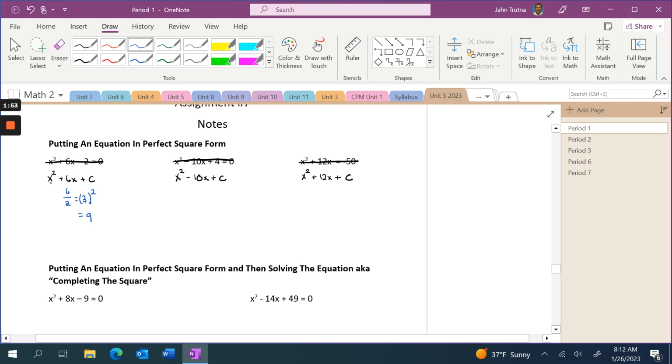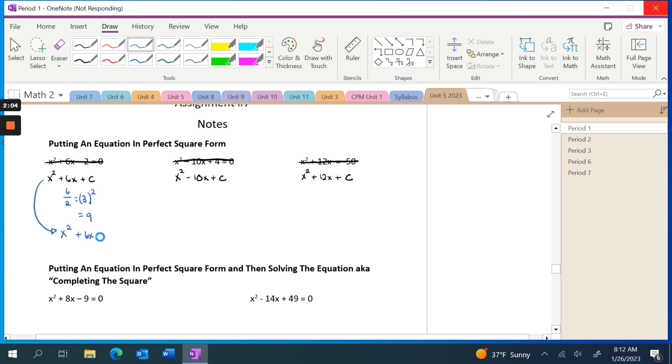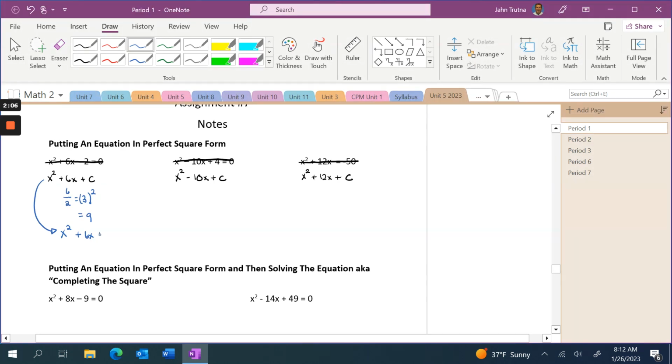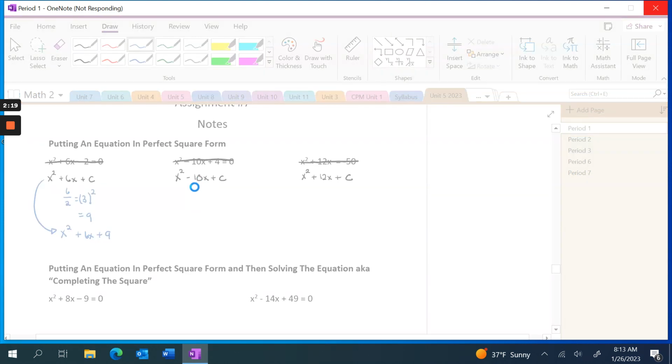So what that tells me is that my equation in perfect square form is going to be x to the second power plus 6x plus 9. Okay? And as you can see, what I've essentially done is I took the original equation and I just found the c value.